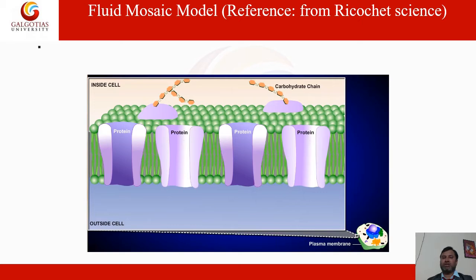Carbohydrate is present on the upper surface of the cell membrane, and it is called glycoprotein, which is responsible for cell recognition. Apart from the glycoprotein, cholesterol is also present in the cell membrane, and cholesterol is responsible for the fluidity of the membrane, which we will discuss in the next slide in detail. In this way, the integral protein and cholesterol are present within the cell membrane.